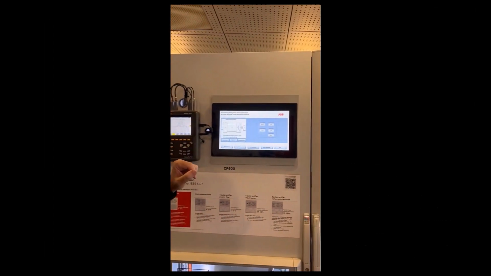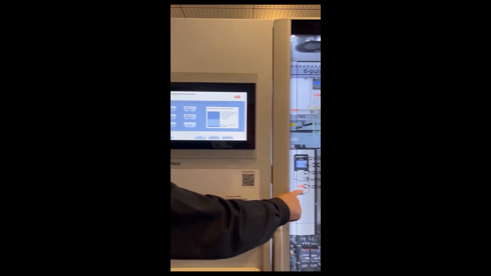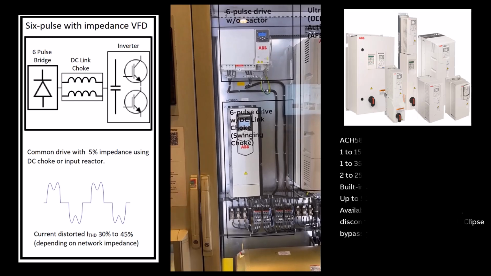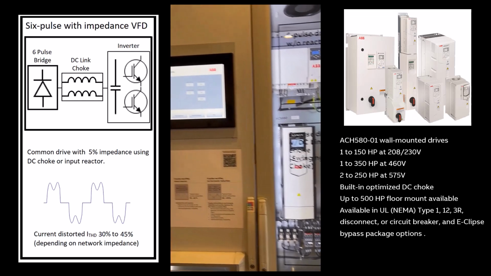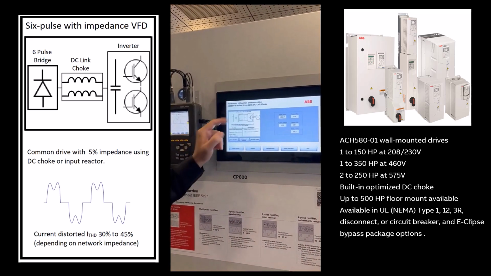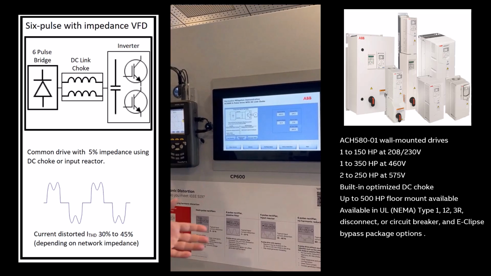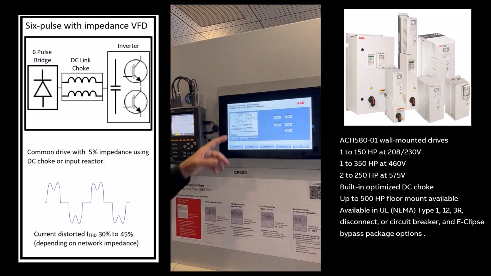Now we have the ability to change. We're going to change over to the 6-pulse drive with a built-in DC link choke. This would be the drive that you would buy most of the time. The drive itself has a diode bridge and a DC link choke in place. If anybody talks about a DC link choke or an AC line reactor, they both do the same thing. And there's a cap bank.